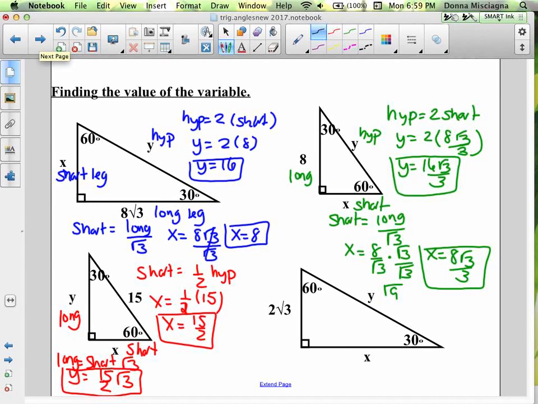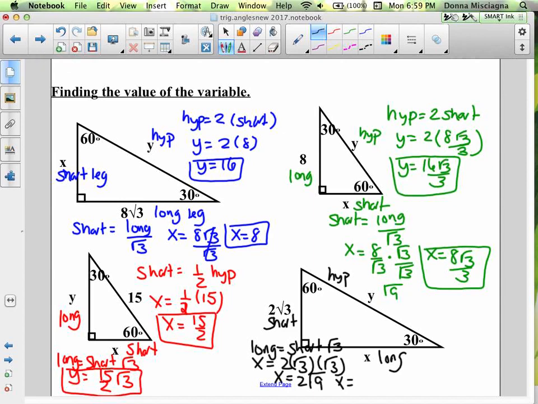We have the short leg. That's the easy one. This is short. We want long. It doesn't matter what you find first. So here, this is long. This is hypotenuse. So your long is equal to the short times the square root of 3. So x is equal to 2 times the square root of 3 times the square root of 3. Square root of 3 times square root of 3 is the square root of 9, which is 3. And so x is equal to 6. Hope that isn't too crowded. This one's in your notes.